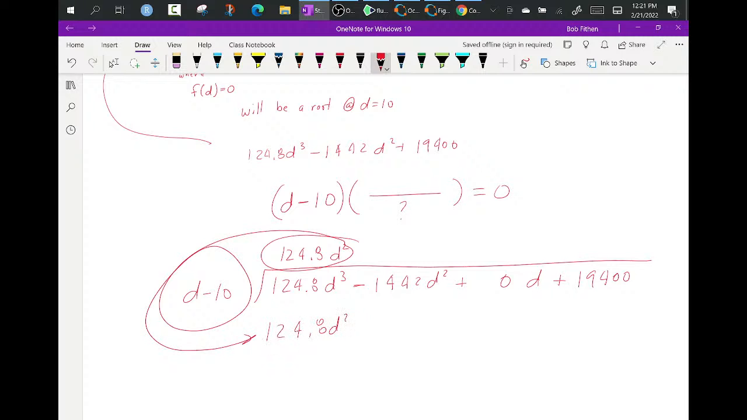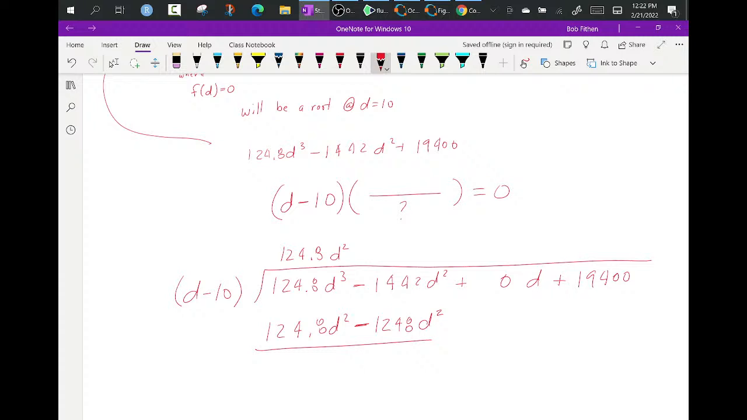124.8 d squared minus, okay, and you got a minus, and so you multiply that times 10, it would be 1248 d squared. Okay, let me get rid of this. Sometimes they put a parentheses here. And then I subtract these two. Okay, sorry, there's supposed to be a third here because d squared times the d gives you d cubed. So you get nothing here. So what do you get here? Well, you get a d squared, but you get 144.2.